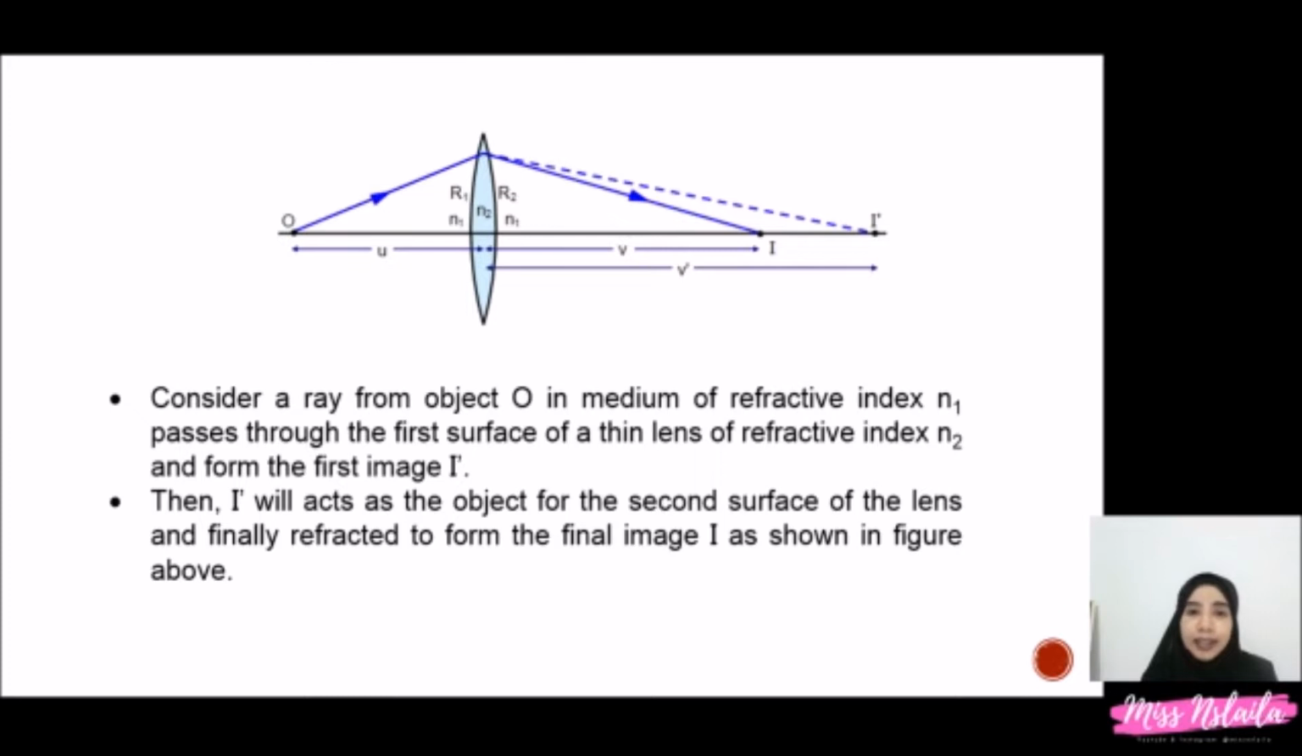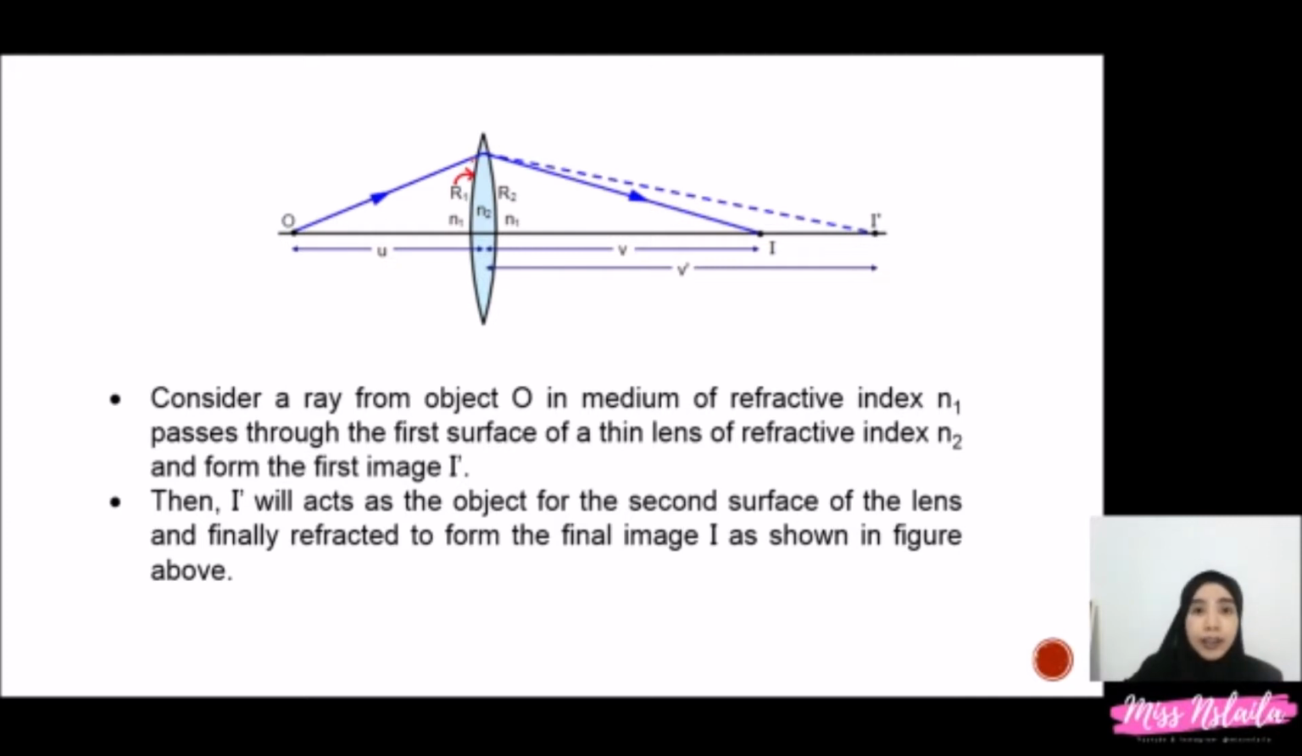Let's look at this simple ray diagram to show how refraction occurs at both surfaces of this thin lens. O is the object and the incident ray will come from the object and then refract at the first surface. So R1 is the radius of curvature for this first surface. And R1 is always the first surface that you see. So this will be R1, the radius of curvature for the first surface.